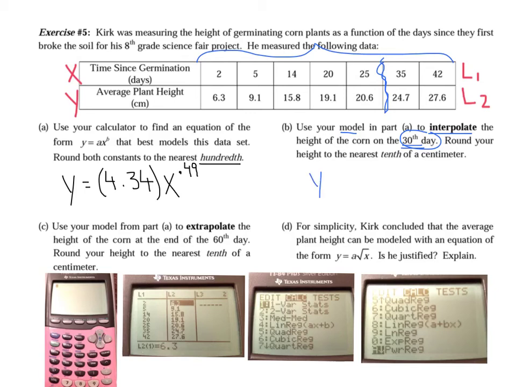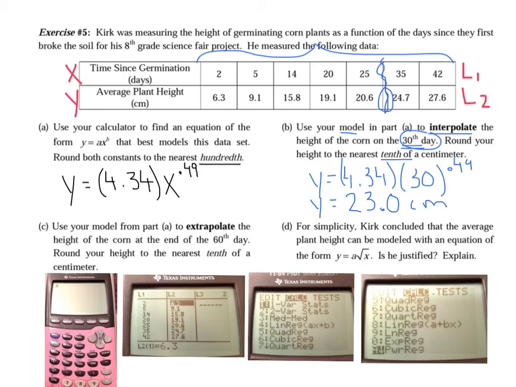So I'm going to say y equals 4.34 times 30 raised to the 0.49 power. And I'm just going to plug it into my calculator and see what we get. Now if I round my answer to the nearest tenth of a centimeter, it's 22.97. So my 22.97 is going to round up to 23.0 centimeters. And judging by my table, that's a very realistic answer that could have fit in there.